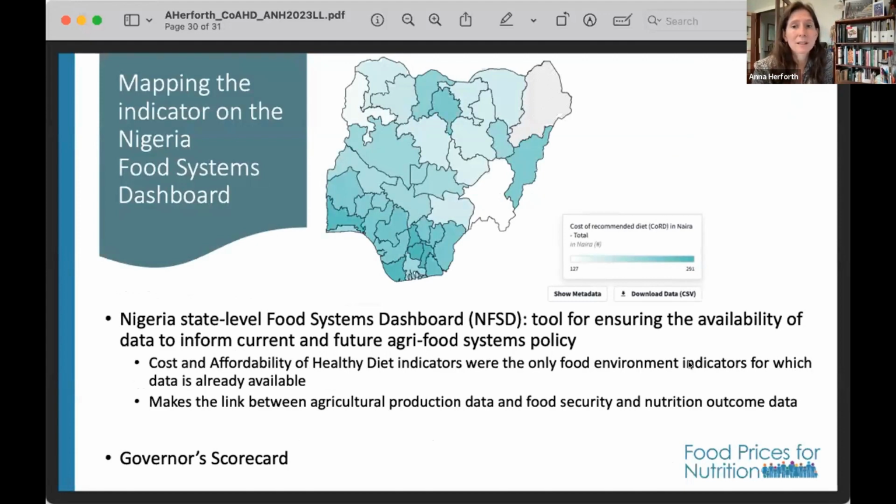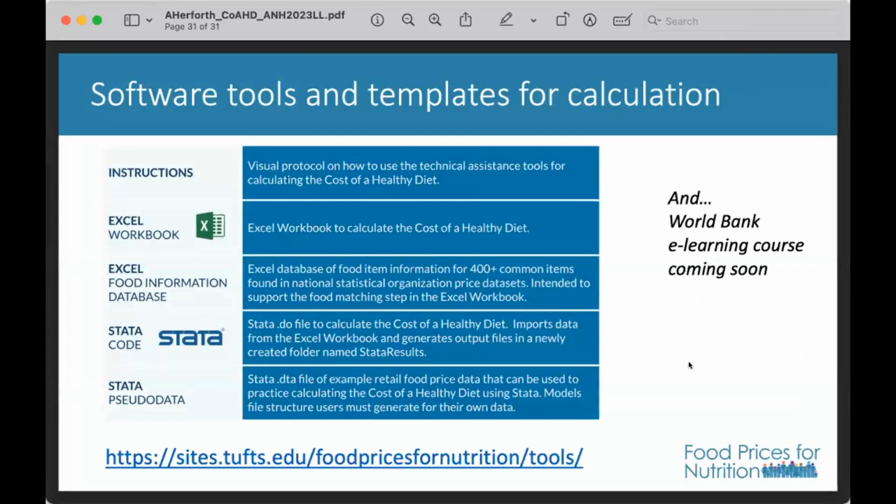So as an indicator of the food environment, it is going to be very informative and help to link between agricultural production data and food security and nutrition outcomes within this whole food systems dashboard, looking across the food system. So that is a quick introduction to the many different efforts at country level.